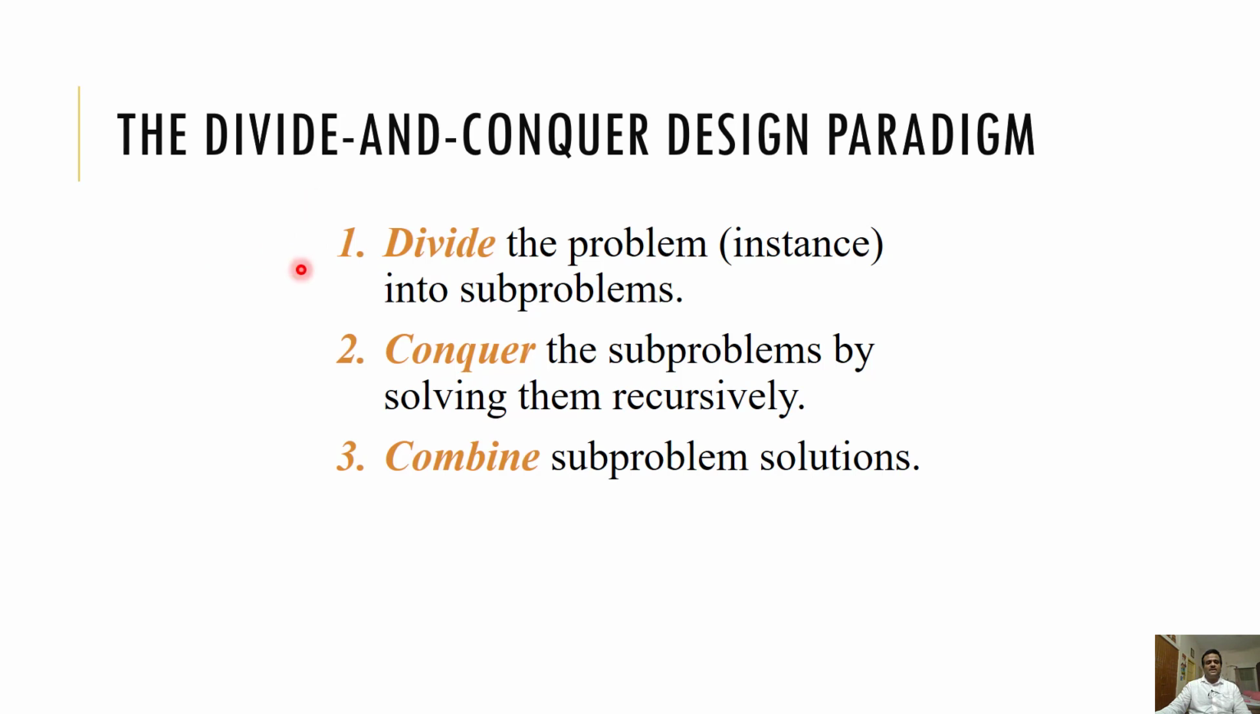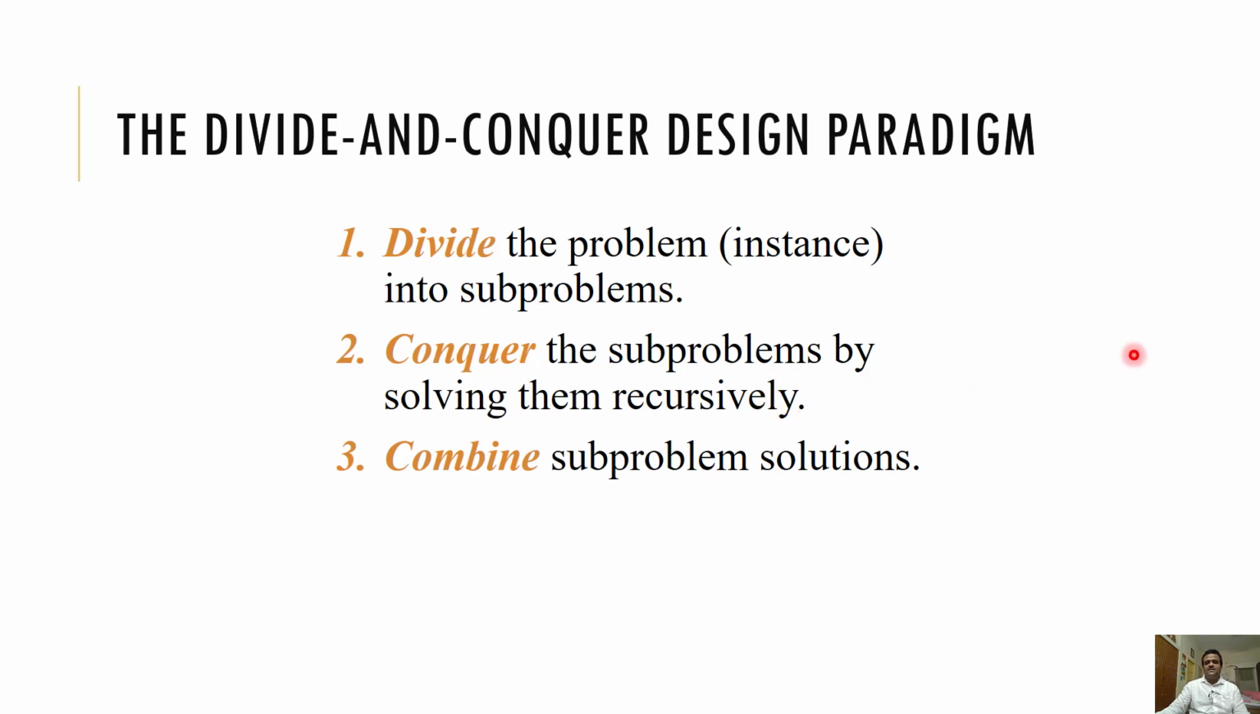In general, the divide and conquer technique has three steps. The first step is divide. We have a problem of size n, and we divide that problem into sub problems of lesser size. It could be two sub problems, three, or many, depending on the problem. That is the divide step. Then we conquer those sub problems by solving them recursively. So this is a recursive call of the same algorithm.